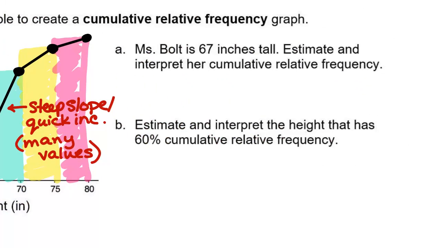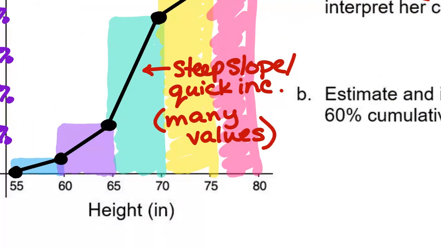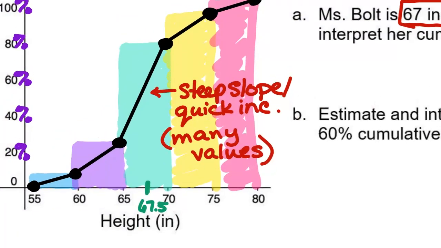So I want to use that now. This one should be a little bit easy since I already did mine up on the screen, but I want to show you how I use the cumulative relative frequency graph to find the percentile. It says Ms. Bolt is 67 inches tall. Estimate and interpret her cumulative relative frequency. So I have to find 67 somewhere along the bottom. Let's go with green. So this would be 67.5, right? Halfway in between 65 and 70. So 65 would be just a little bit to the left of that.